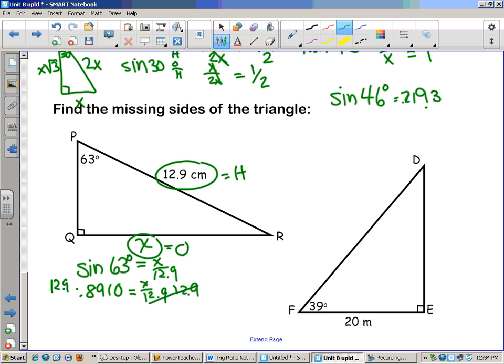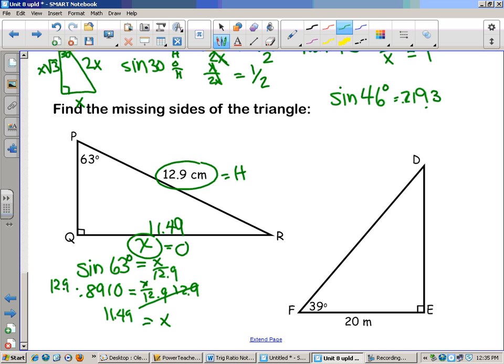Yeah, multiply both sides by 12.9. Okay, those 12.9s would cancel, leave me x on this side. And then 0.8910 times 12.9 is 11.494, so 11.49. Let's round. Unless the directions on a worksheet or a test tell you otherwise, let's round the answers to hundredths and the sines and the trig functions to ten-thousandths. Okay? So this one is 11.49.